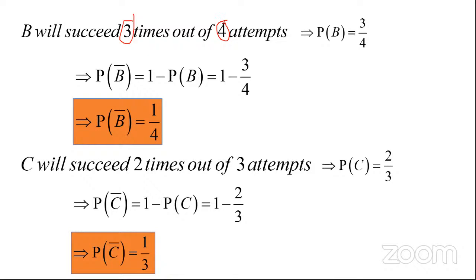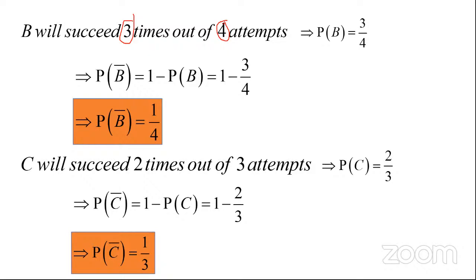So in the question, what is given is that there are 3 members, A, B, C, who will shoot the balloon. A will shoot 5 times and will hit 4 times, so he will miss the target 1 time, and will hit the target 4 times.